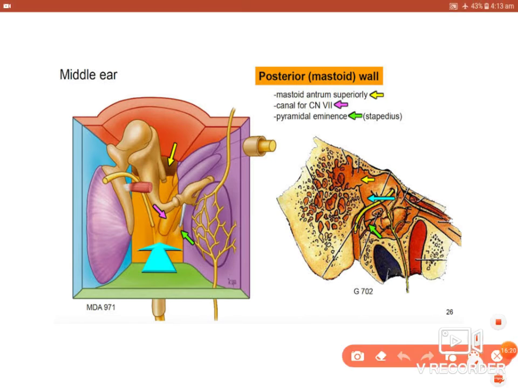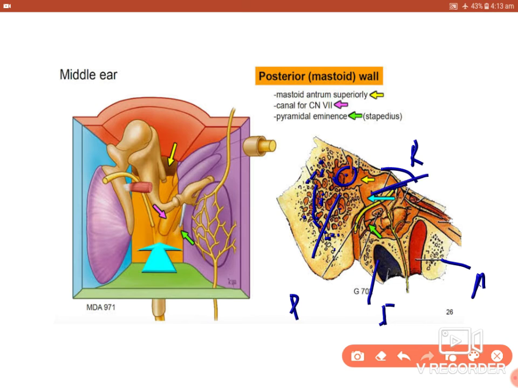Here, this is the posterior wall. This is the anterior wall. This one is the floor. This is the roof. Okay. So in the posterior wall, you can see the mastoid air cells in this temporal bone. This air-filled space here is the mastoid antrum. Then this part is the epitympanic recess. Okay. This is the aditus, the entrance towards this mastoid antrum from this epitympanic recess.